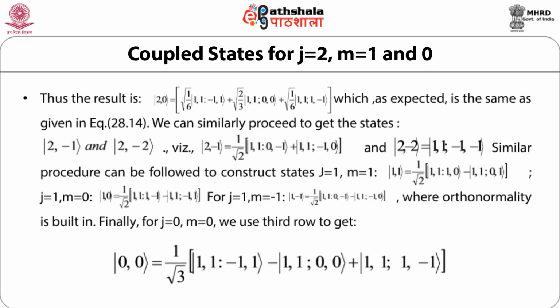And finally, for the state with the total angular momentum J equal to 0 and the magnetic quantum number M equal to 0, we use third row of the tables for the Clebsch-Gordon coefficients and get the coupled state 0 comma 0 is equal to 1 by under root 3 times bracket open state 1 comma 1 and minus 1 comma 1 minus state 1 comma 1 and 0 comma 0 plus state 1 comma 1 and 1 comma minus 1 whole bracket closed. So students, now let us summarize what we have learned in this module.